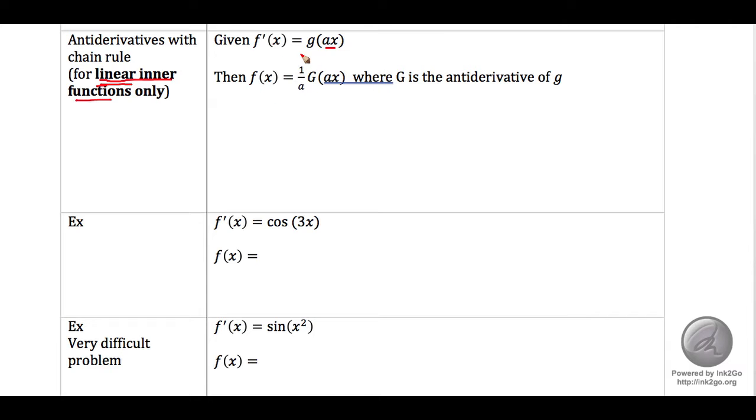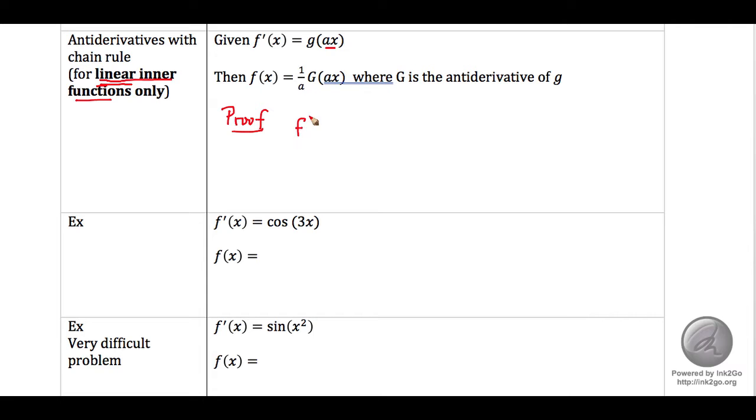Okay, so if the derivative of f is equal to g of ax, then the original function, or this function's antiderivative, is simply 1 over a times G of ax, where G is the antiderivative of little g. So let's prove this, and proving this is just an exercise in taking the derivative.